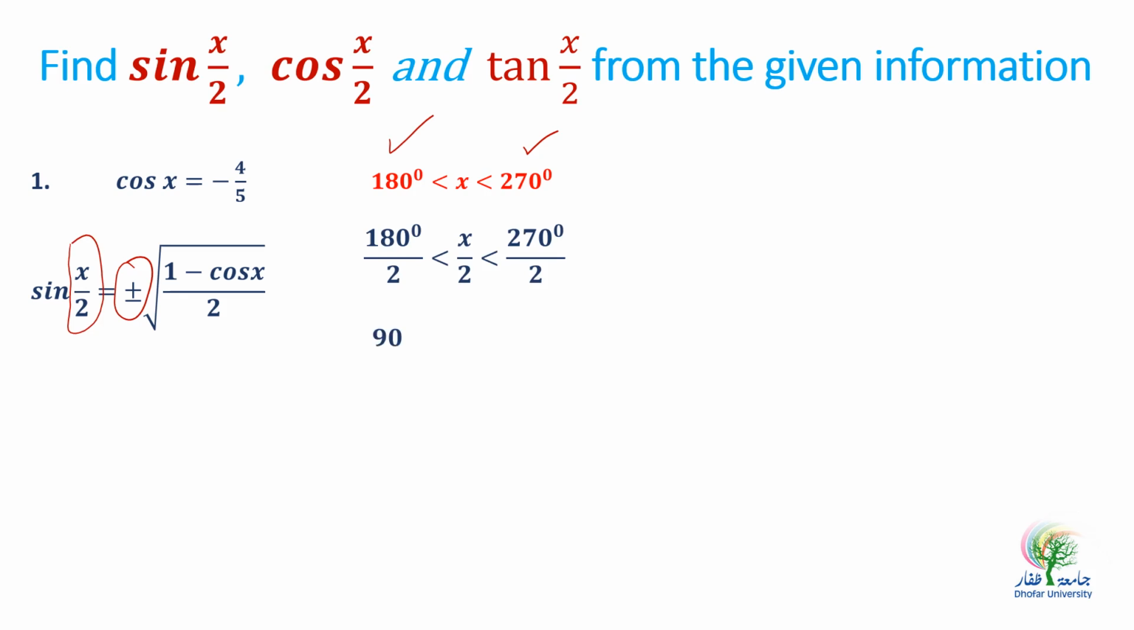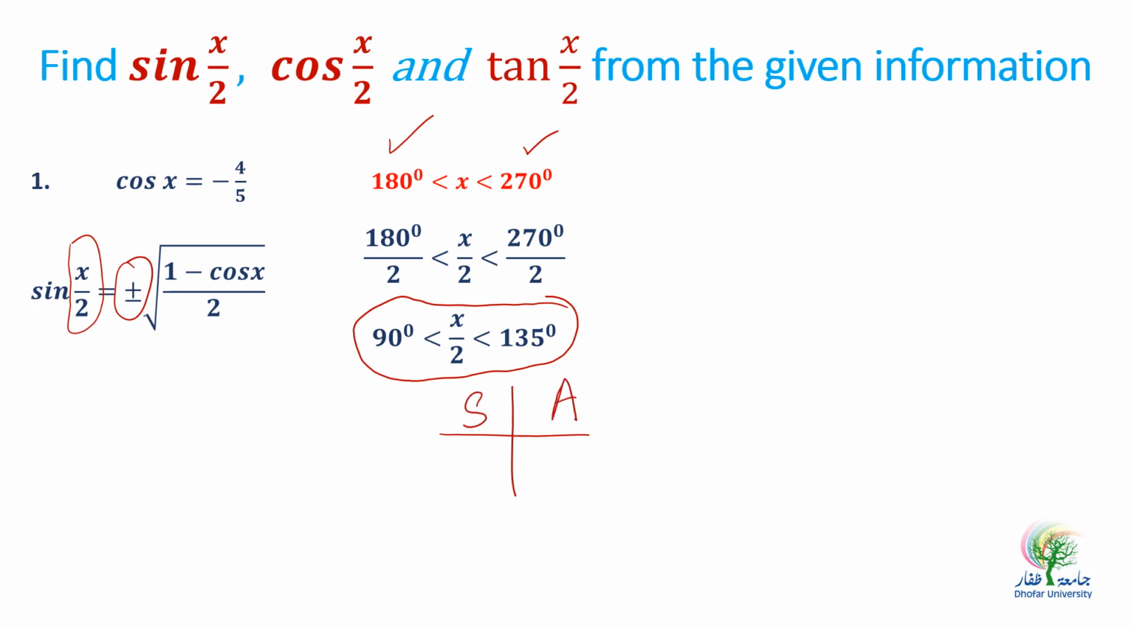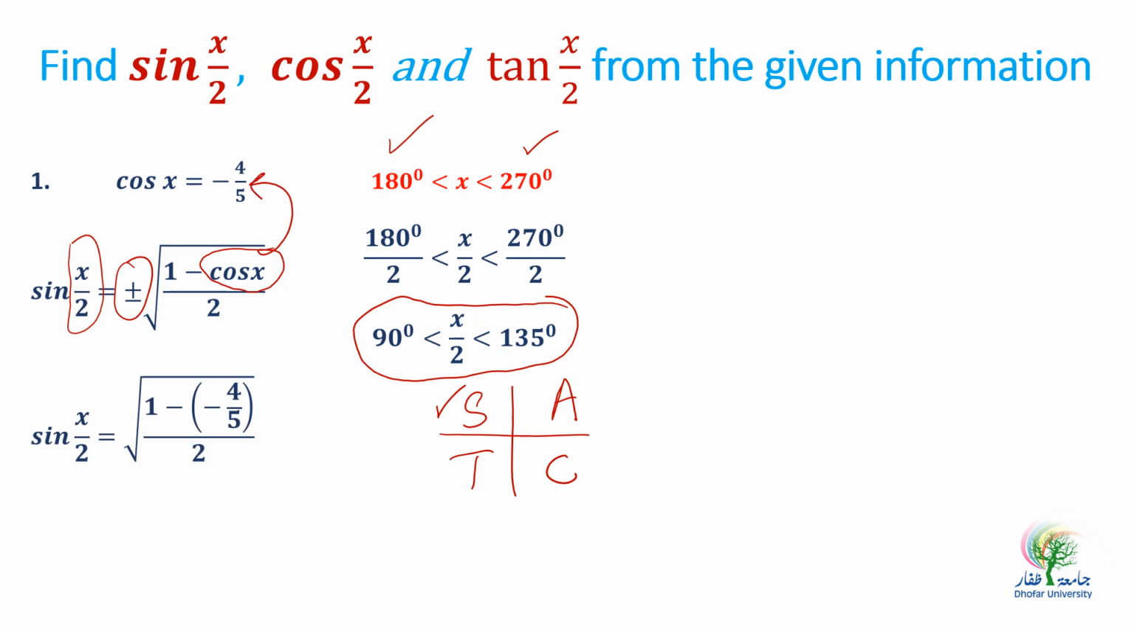So x by 2 is between 90 and 135. Which quadrant is this? Quadrant 2, yes. In quadrant 2, all students take calculus, so sine is plus. So I'll choose the plus value. And the value of cosine is this one. Replace cosine with minus 4 by 5, and the answer will come 3 by square root 10. Just simplify.